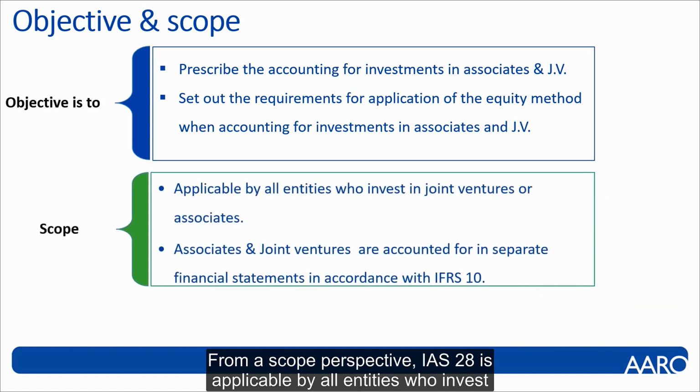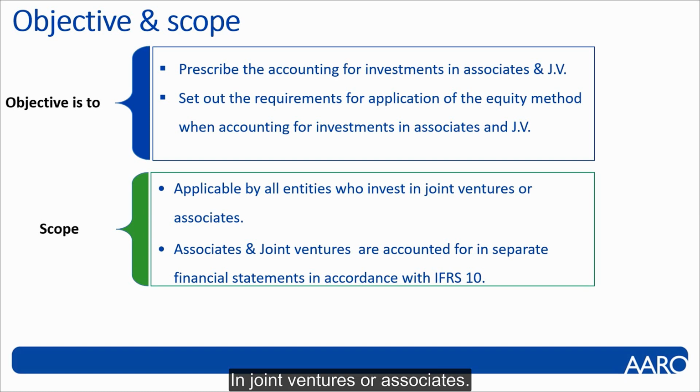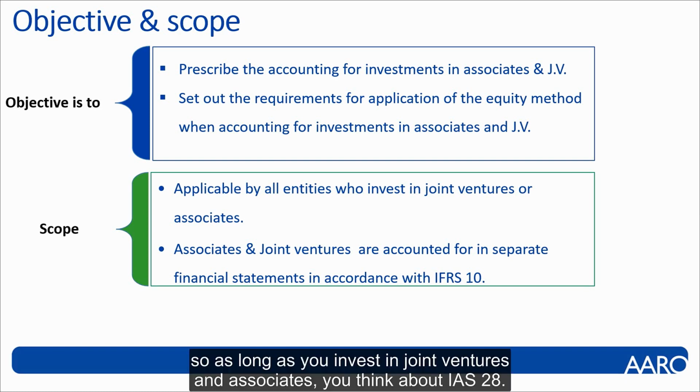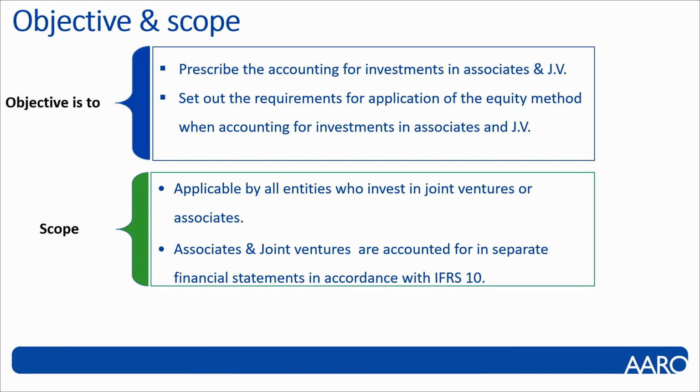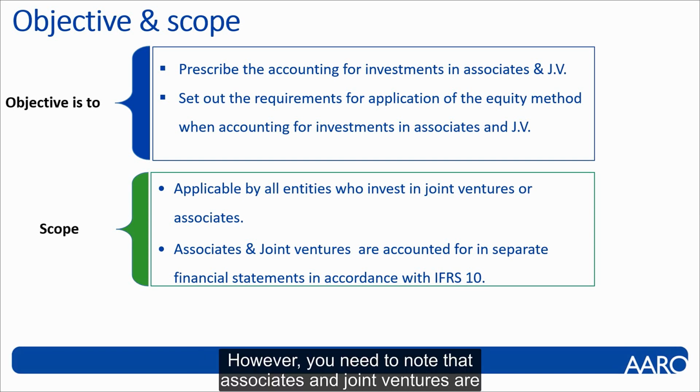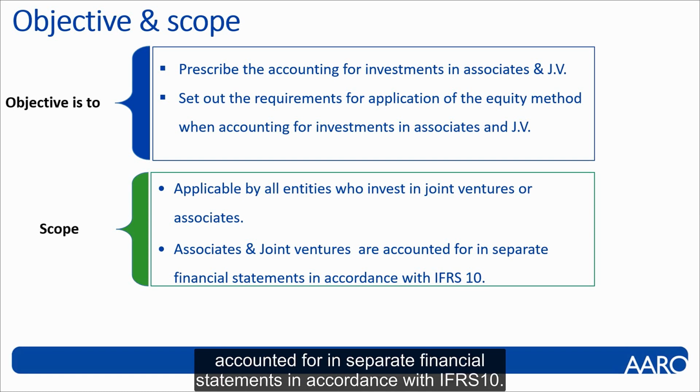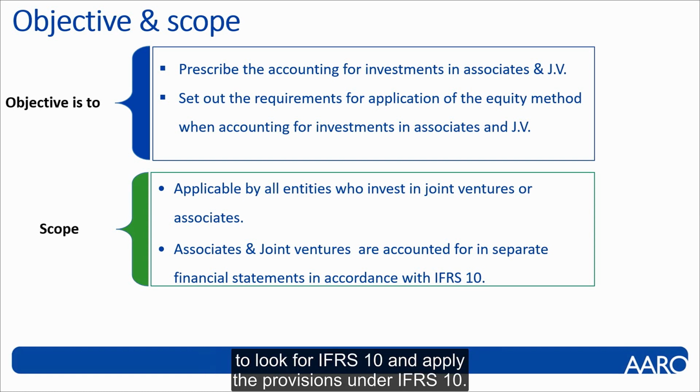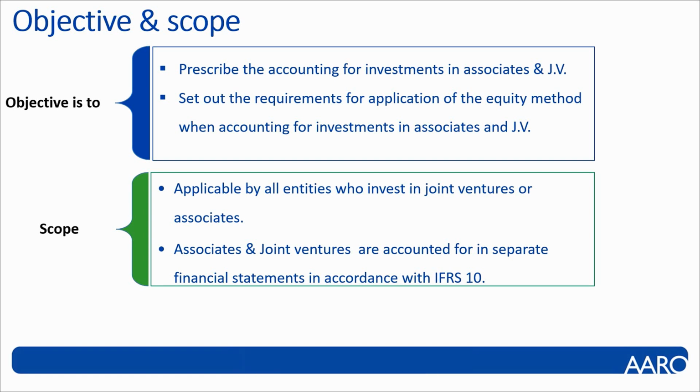From a scope perspective, IAS 28 is applicable by all entities who invest in joint ventures or associates. So as long as you invest in joint ventures and associates, you think about IAS 28. However, you need to note that associates and joint ventures are accounted for in separate financial statements in accordance with IFRS 10. So when you are doing your separate financial statements, you need to look for IFRS 10 and apply the provisions under IFRS 10.